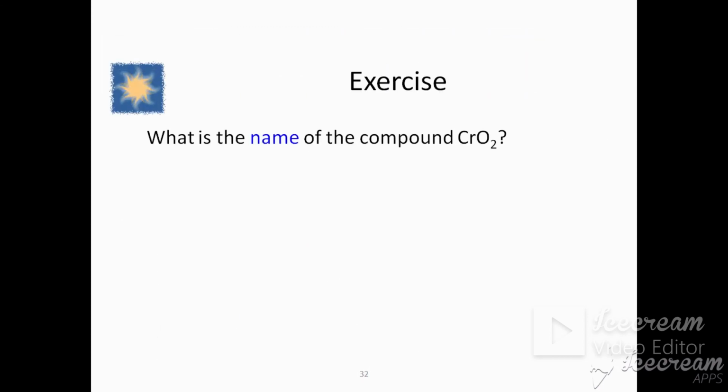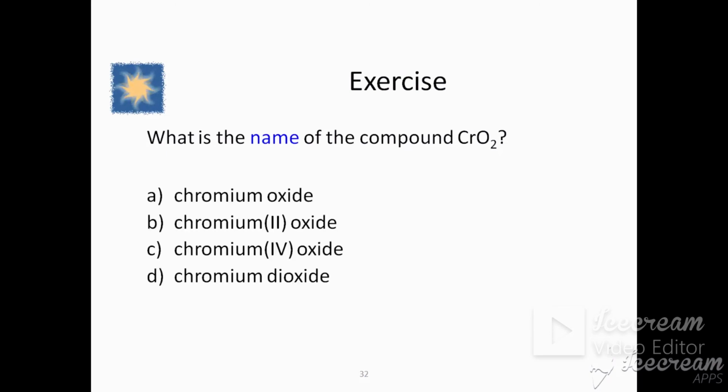Exercise: what is the name of the compound CrO? Options: chromium oxide, chromium(II) oxide, chromium(IV) oxide, chromium(V) oxide, chromium dioxide. The answer is chromium(V) oxide.